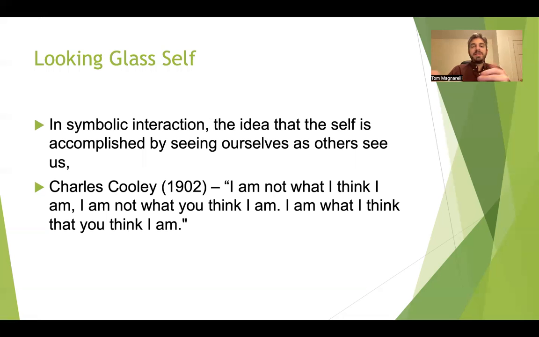And what that means is that in symbolic interaction, the self is accomplished by seeing ourselves as others see us. Other people have told you characteristics about yourself, and you've started to believe them. If you're a shy person, I guarantee multiple people have told you that you are shy. Charles Cooley points out in 1902 that I am not what I think I am. I am not what you think I am. I am what I think that you think I am. Our self is accomplished by how other people see us, and then us believing it is going to make up who we are and how we present ourselves to the world.